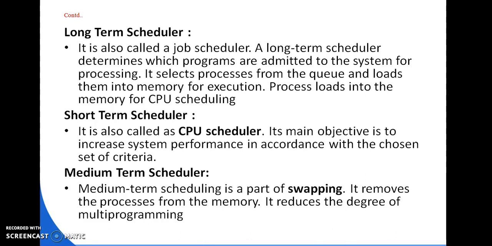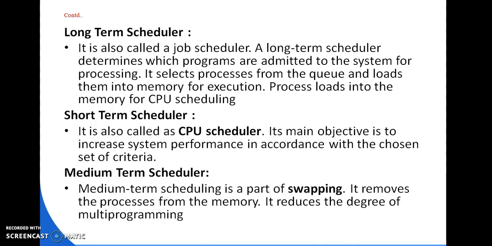In this condition, to remove the process from memory and make space for other processes, the suspended process is moved to the secondary storage, and this is called swapping. The process is said to be swapped out or rolled out. Swapping may be necessary to improve the process mix.